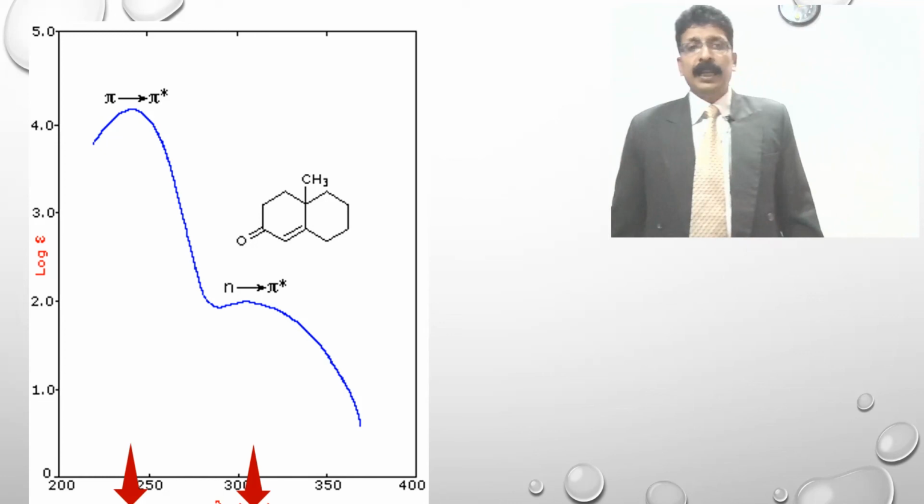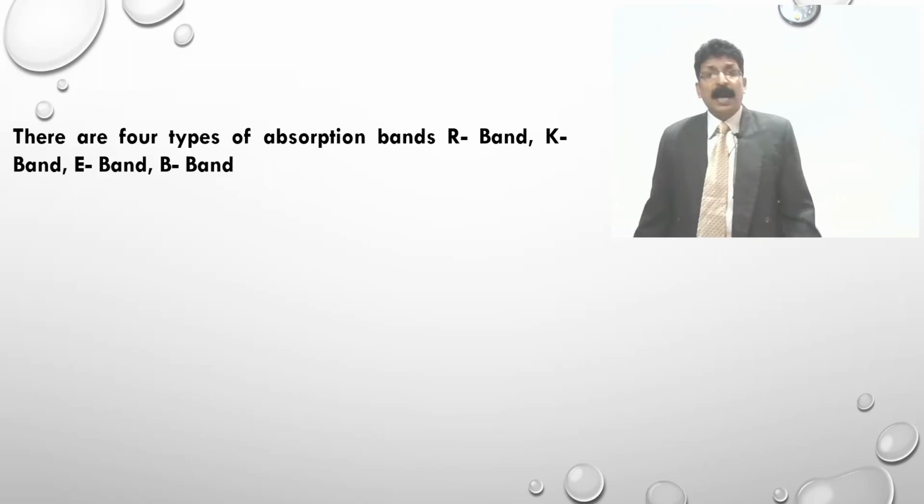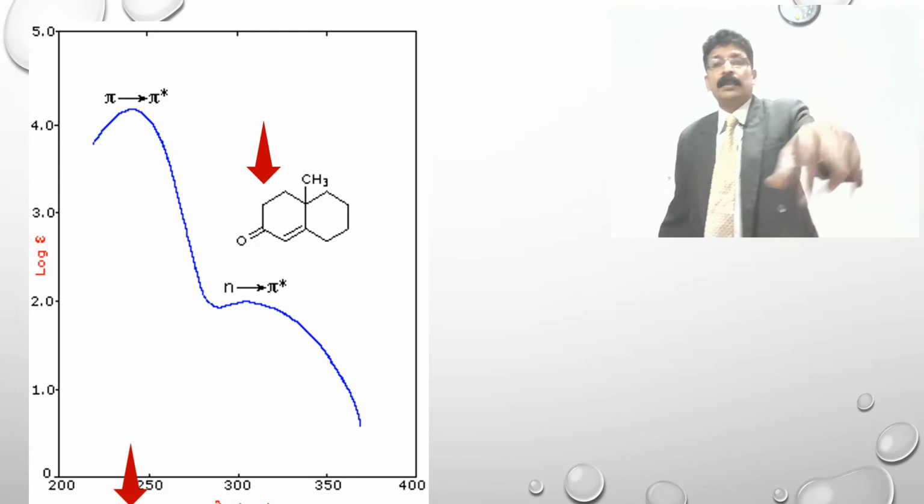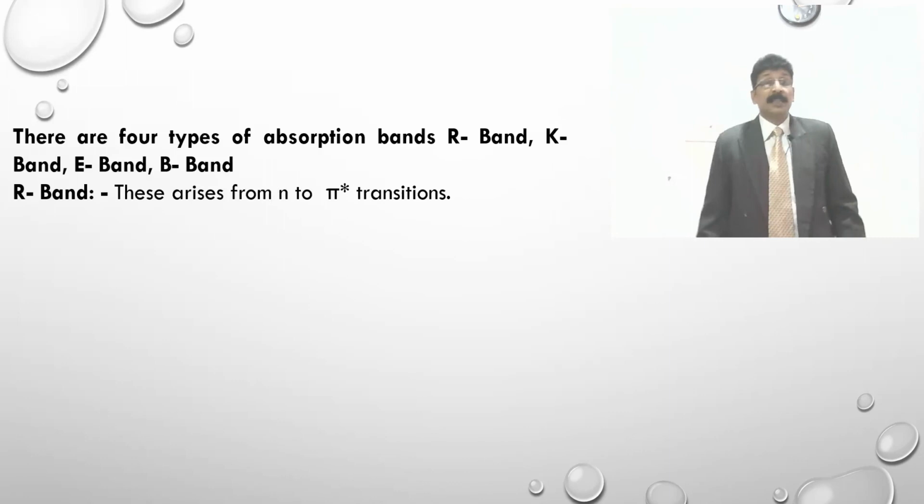And there are four types of bands, absorption bands. What do you mean by band? Band means just now what I showed in the picture, the peaks I told, that is called a band, the band which you are getting in the graphical expression. So what are the types of bands? There is R band, K band, E band and B band.